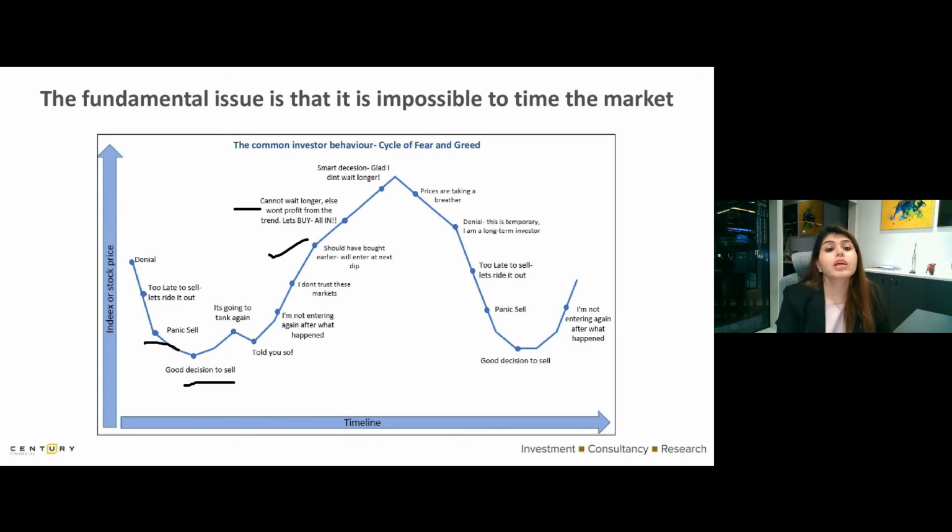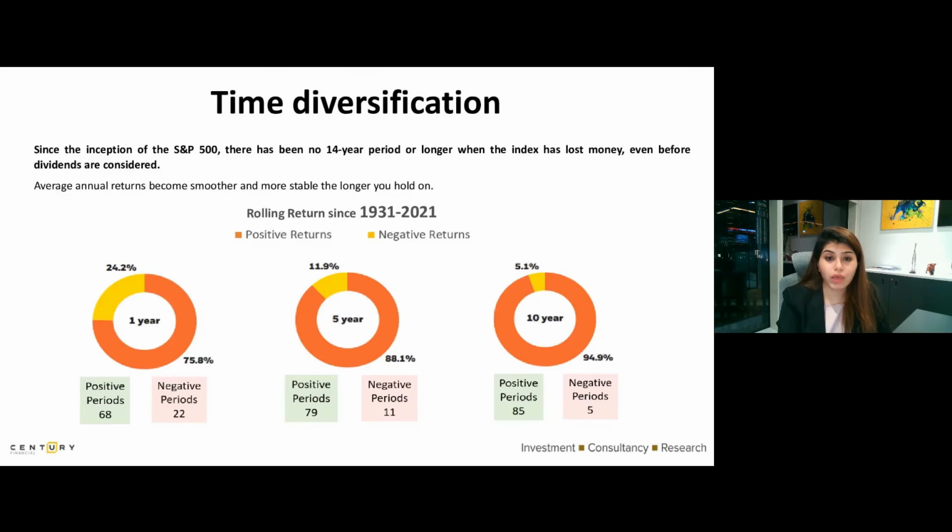So the way that you can deal with all of this is to understand the benefits of investing in the long run. Now, if you consider any 14-year period for the SPX 500 since the time of its inception, so it could be from 1940 to 1954, or it could be from 1955 to 1969, any 14-year period, there has been no negative return for SPX 500.